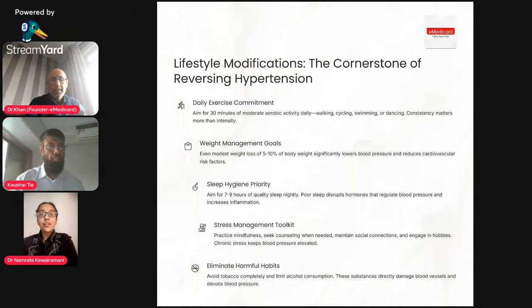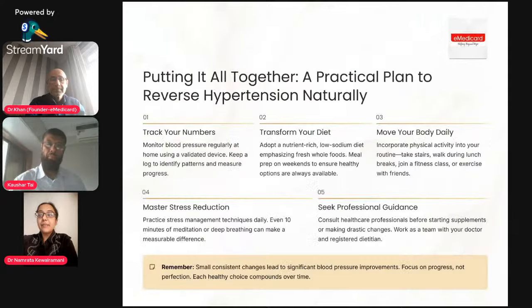So that is what we suggest at the eMedicard platform. We manage your whole lifestyle in such a way with research-driven protocols, right? We give you intermittent fasting, we give you a sleep schedule, we give you step counts, we manage your steps. There is no rocket science, we just alter your lifestyle, and that in turn helps you manage your disease.